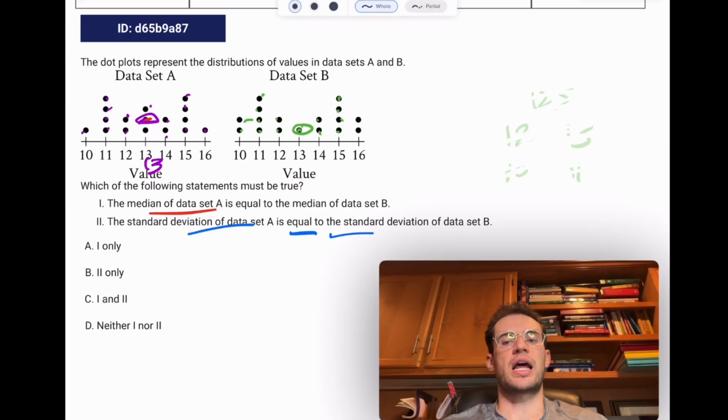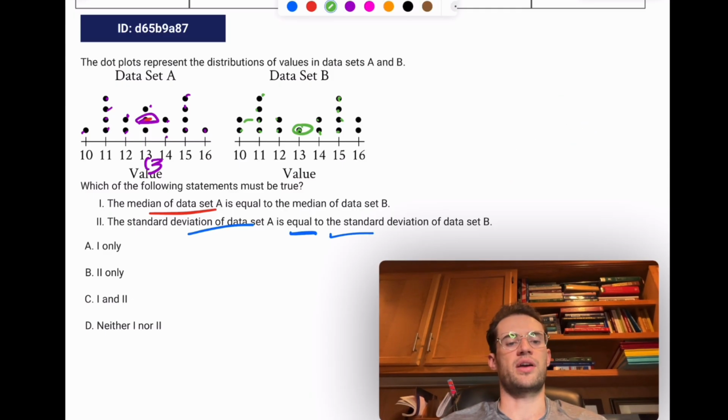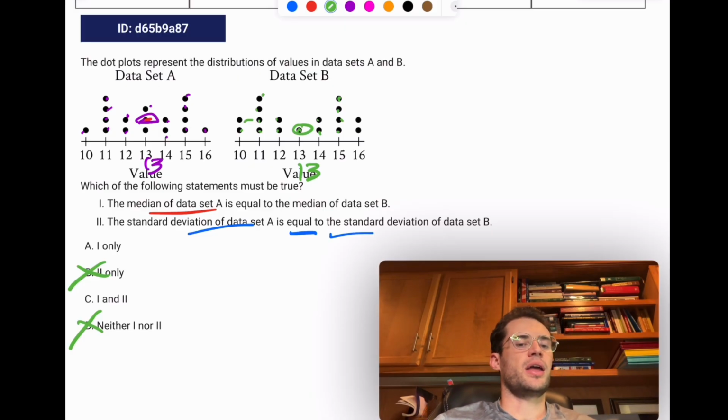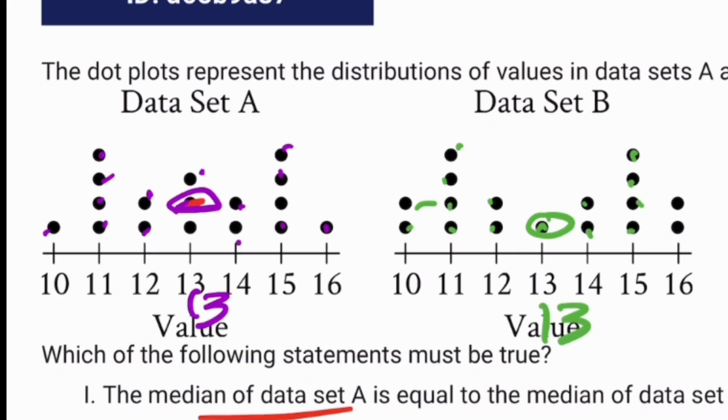But luckily they gave us an odd number of values, so we don't even think about that. So they do have the same median. So we know 1 is definitely true. So we can cross off B and D. And now it just has to do with, are they spread the same way? I mean, just looking at it, they're clearly not spread the same.